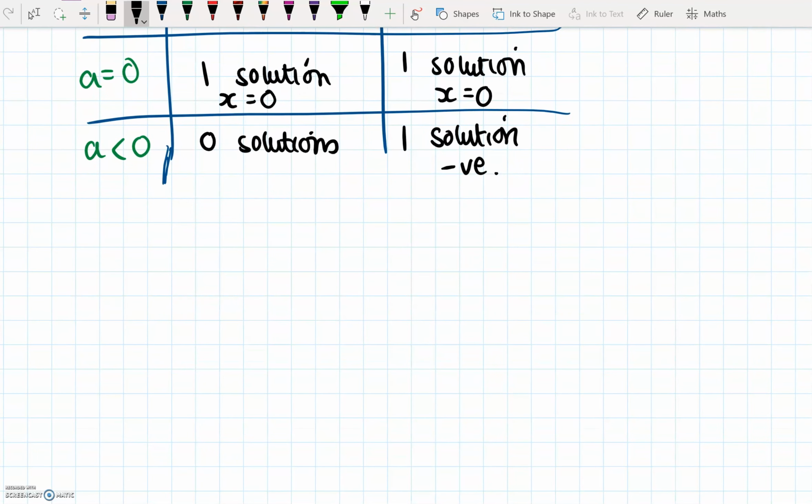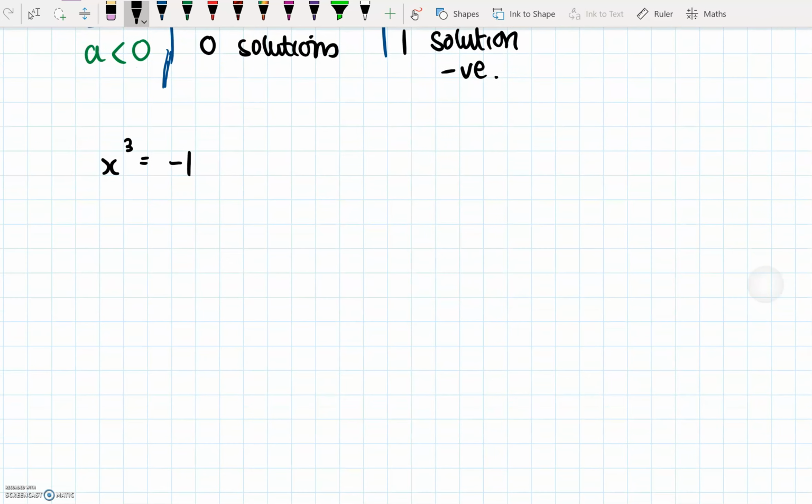All right, so you will see sometimes that you will have a negative answer with a cubic equation, for example. So for example, if we had x to the power of 3 equals negative 1. Okay, this is a nice one. Let's make it x. All right, so x cubed is negative 1. So let's have a quick look at what the sketch would look like.